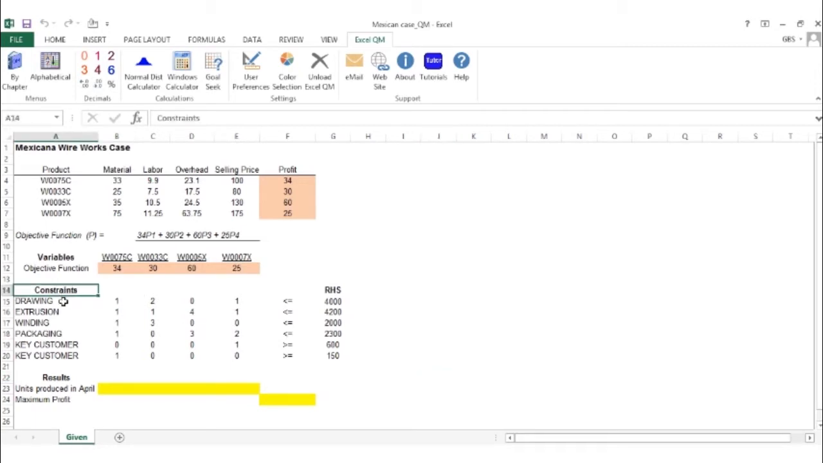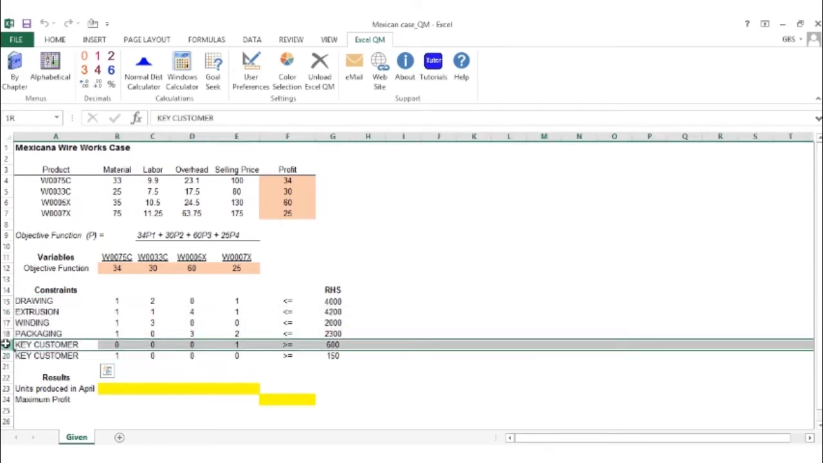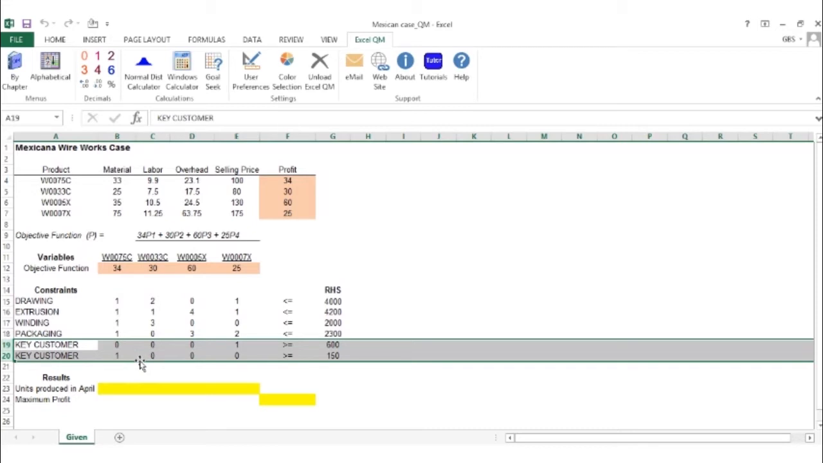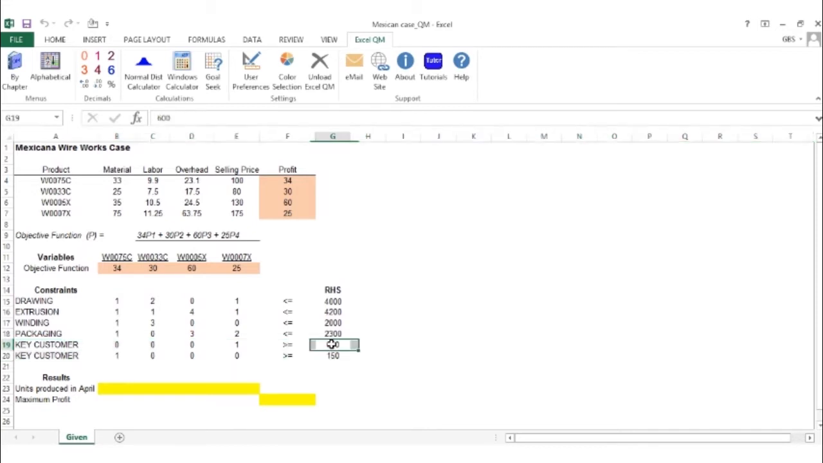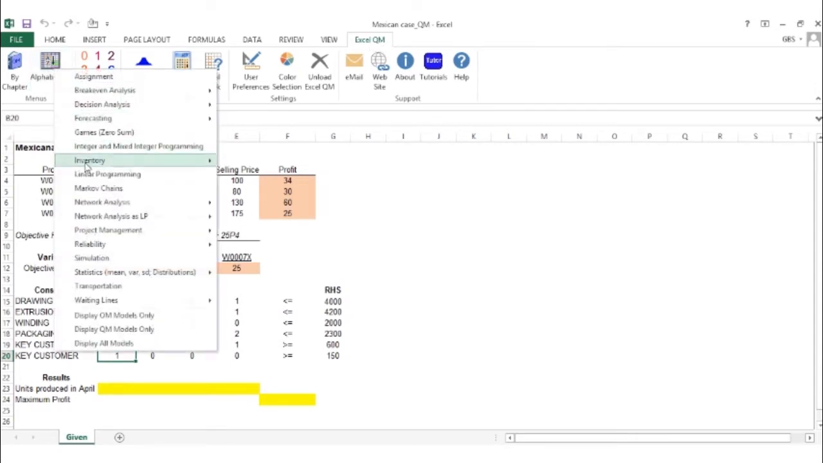For the constraints, we have listed 6. We take into account the order constraints of 2 key customers as committed by Vivian España, such as 600 units for a W007X product only and 150 units for W0075C product only. So now that our data is ready for the QM computation, we click Excel QM, then look for linear programming in the drop-down list.